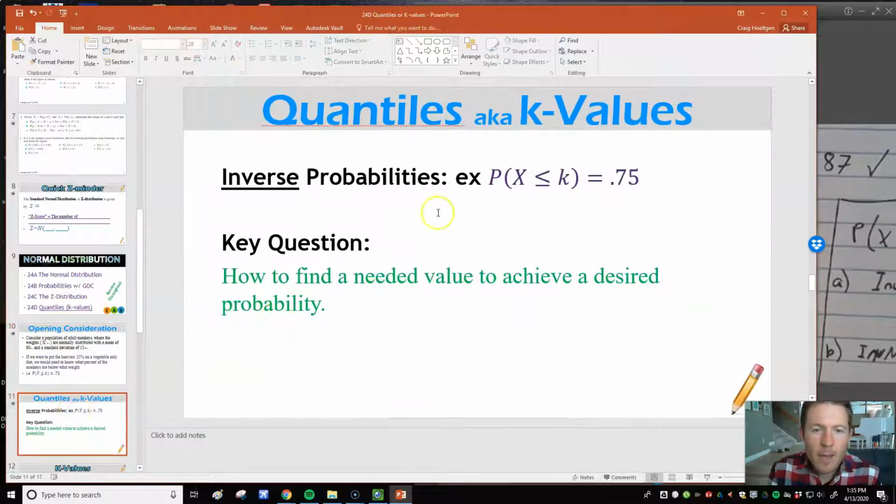So as far as the title, quantiles, also known as k-values. I've always called them k-values, but quantiles is what IB was calling them. What we're looking at is how to solve for this value here if you're given the probability. So far, we've been given these and asked to find probabilities.